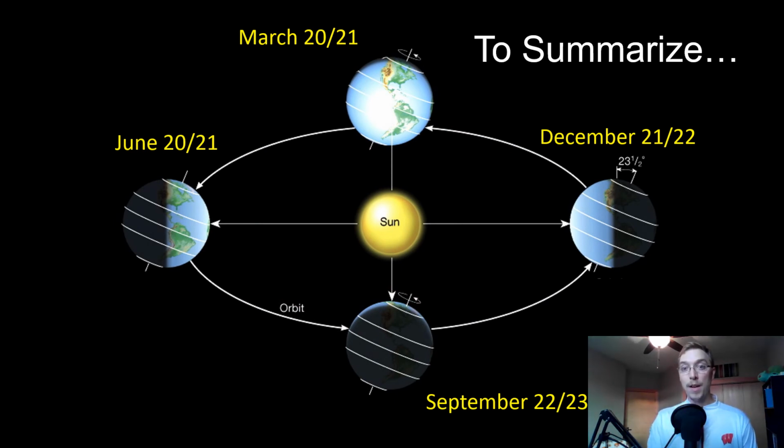So to summarize, we've talked about insolation intensities and day length hours on our December and June solstices and our March and September equinoxes. In the next couple slides, we'll just kind of check over our knowledge here.